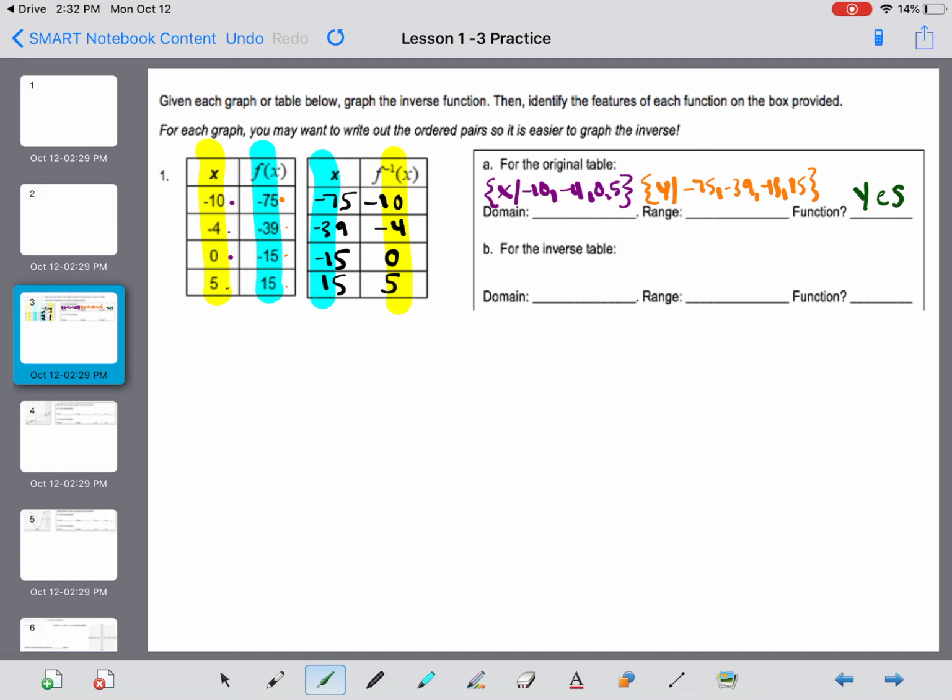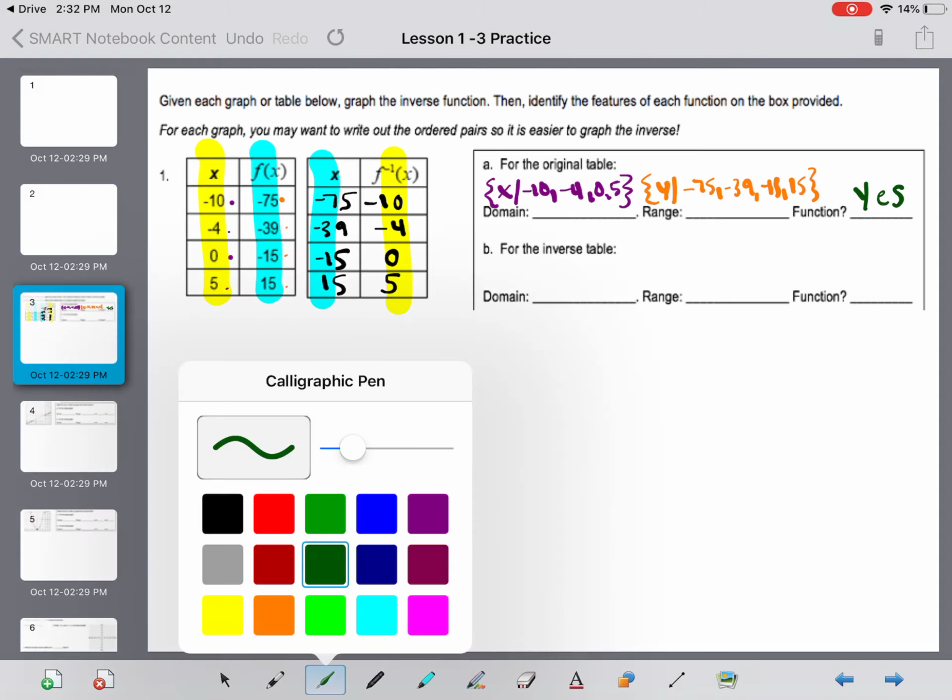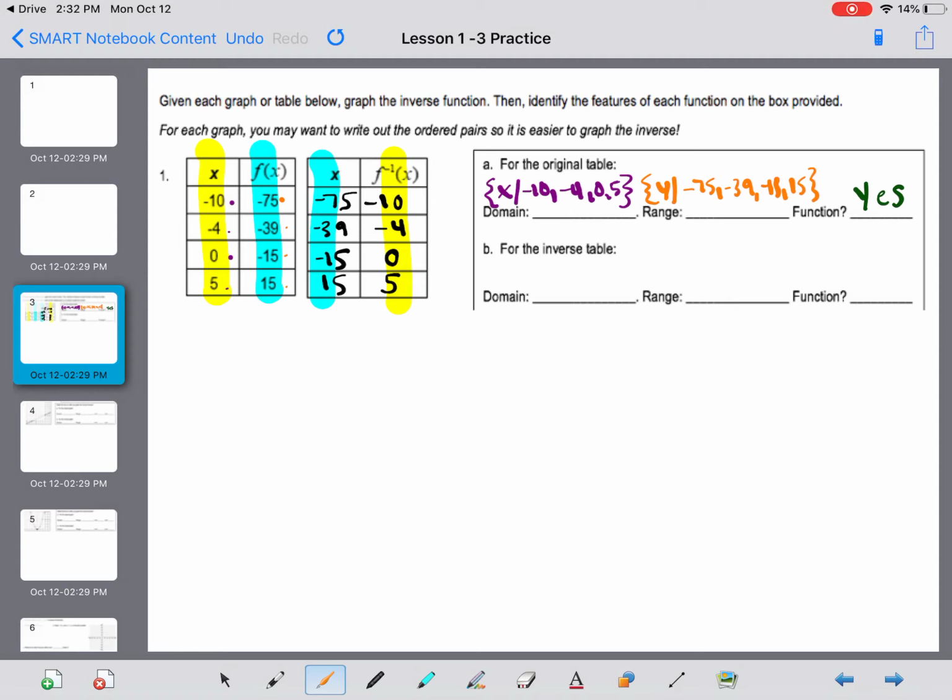Well, for the inverse, the domain is the same as the range of the original, right? The x and y values switch, so the domain and ranges switch. So the domain is whatever the range was from the original graph, except instead of putting y, we put x because it's the domain. But the numbers are still the same. It's going to be negative 75, negative 39, negative 15, and positive 15. And if we look, those are the new x values.